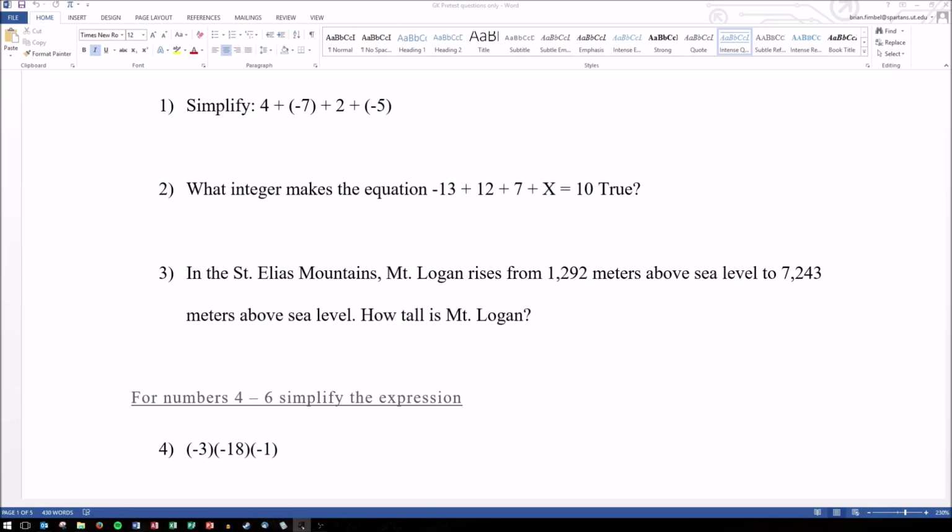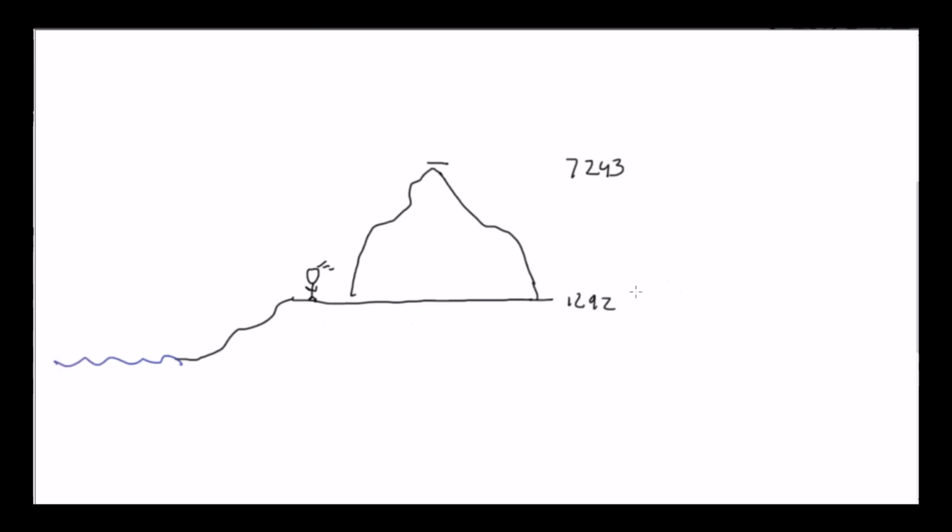So we have a mountain here. Sorry, it caught me in the middle of drawing the mountain. Alright. So Mount Logan rises from 1,292 meters, so that's the base, from meters above sea level to 7,243. That's the peak. So what it's really saying is, here's your land. There's a little guy looking up, so you know. And then if you were to continue out, you're actually 1,292 meters above the sea level. You have the sea out here.